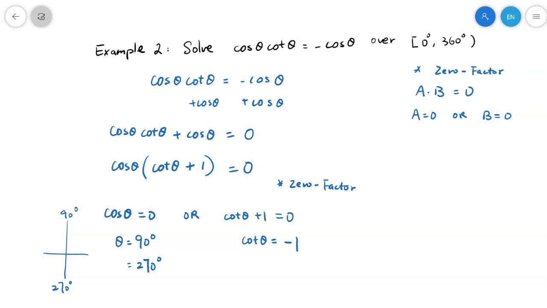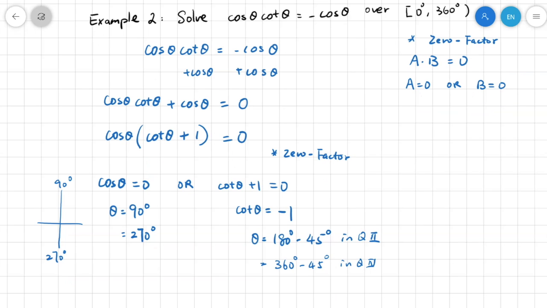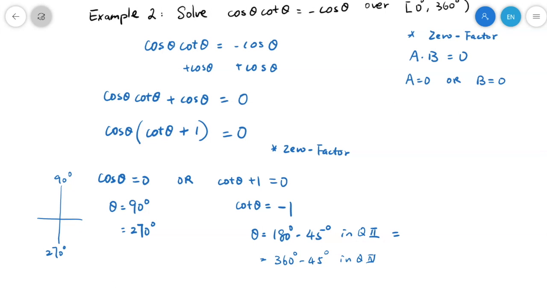Cotangent of theta equal to negative 1 tells me theta is going to be in the family of the 45 degree reference angle, but cotangent is negative. That means in quadrant 2 or quadrant 4. In quadrant 2 with 45 degrees, so 180 minus 45 degrees, this is in quadrant 2. Or in quadrant 4, which is 360 minus 45 degrees, that's in quadrant 4. So calculating them, I got 135 and 315.